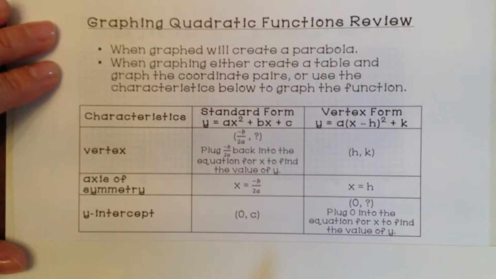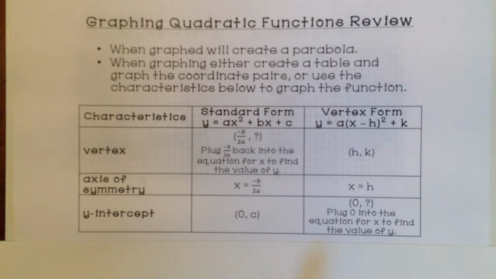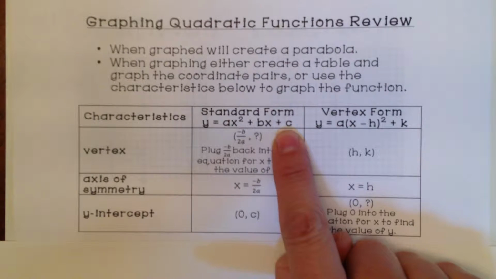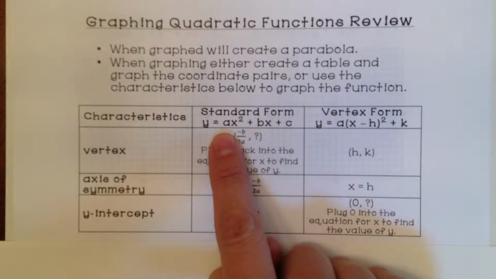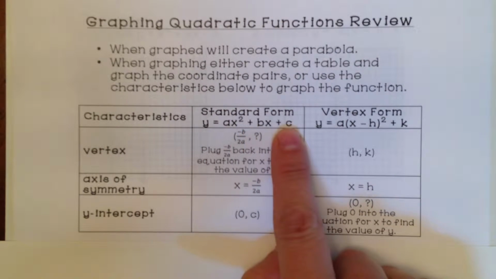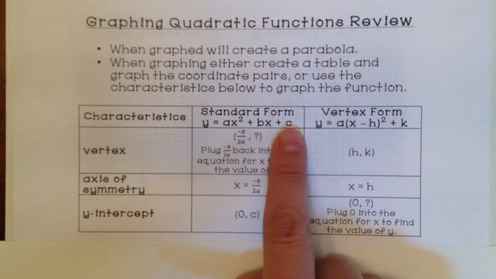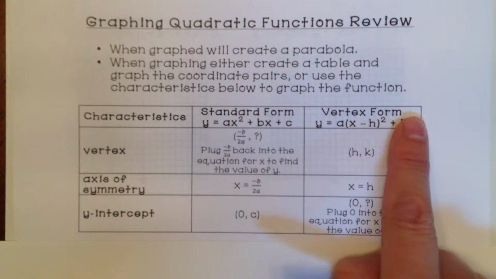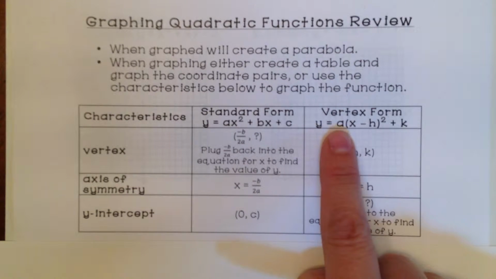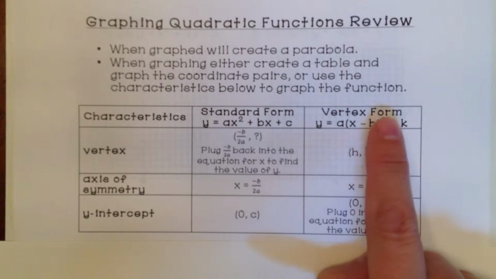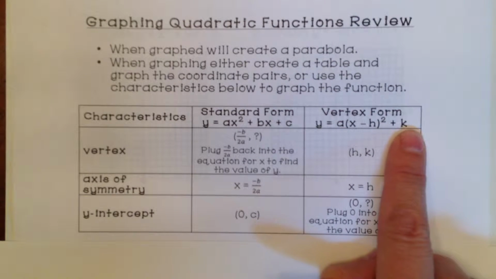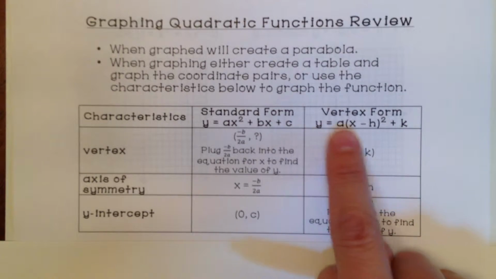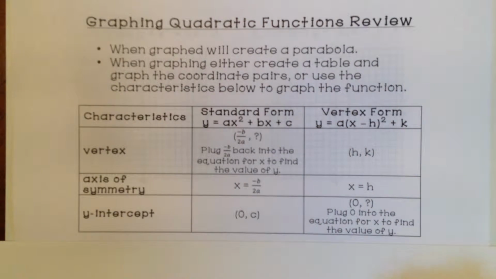Okay, so here are the characteristics of quadratic functions. It can either be presented in standard form, y equals ax squared plus bx plus c, where a, b, and c will be replaced with numbers when it's a function, x and y will stay as variables. Or vertex form, y equals a times x minus h squared plus k, where again, a, h, and k will be replaced by numbers and x and y will stay as your variables.